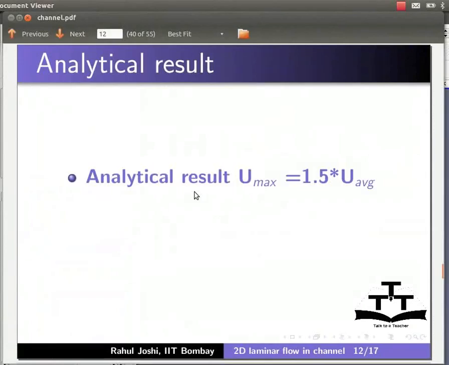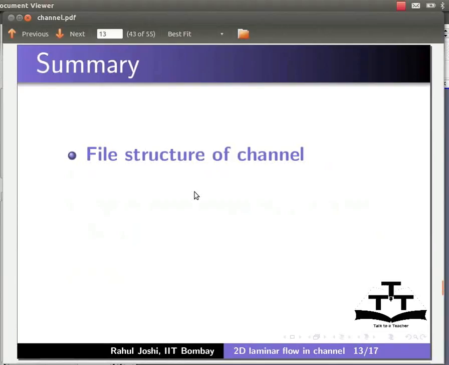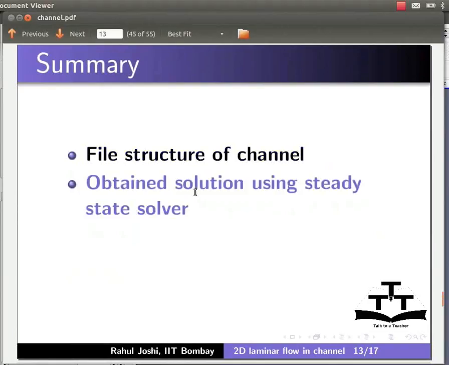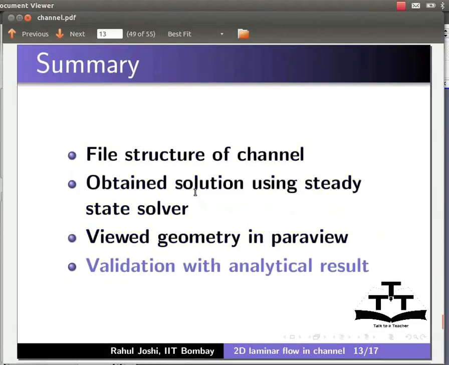The results obtained can be validated with the analytical solution for laminar flow in a channel, which is U max is 1.5 times U average. Using open foam, we obtain a result of U max equal to 1.48 meters per second, which is a good match. This brings us to the end of the tutorial. In this tutorial, we learned the file structure of channel, obtained solution using steady state solver, viewed the geometry in Paraview, and validation with analytical result.